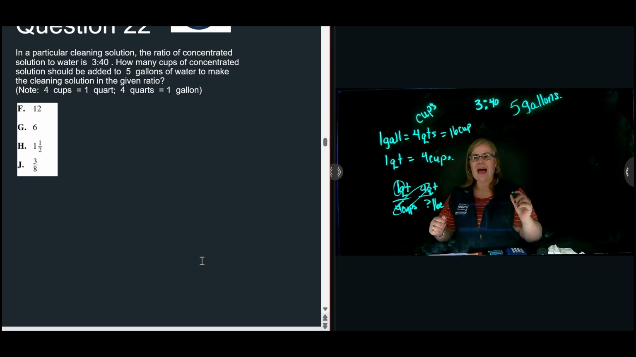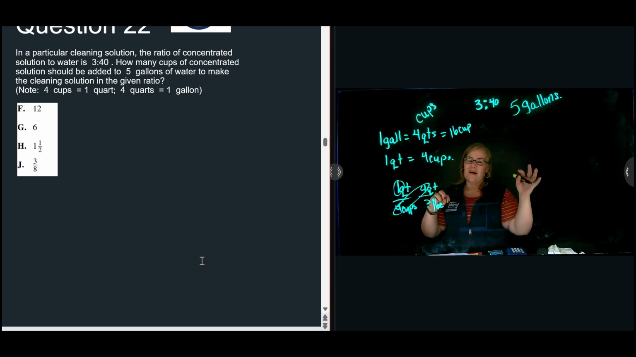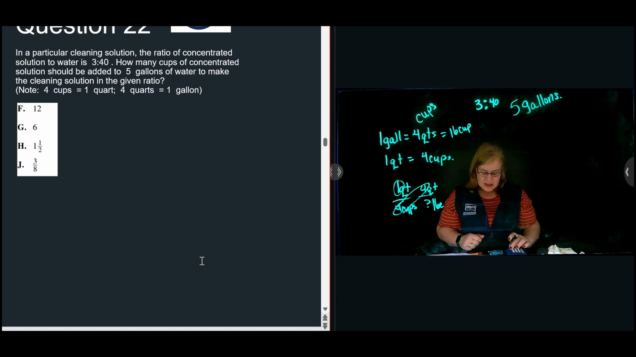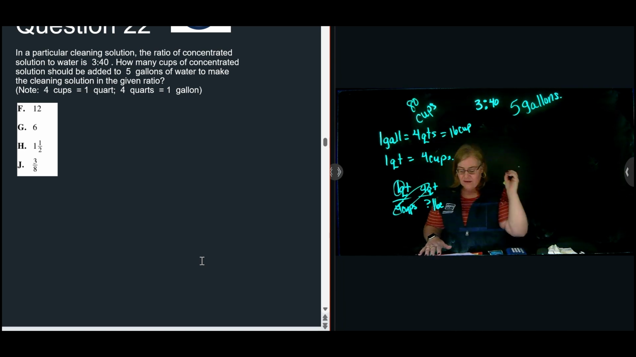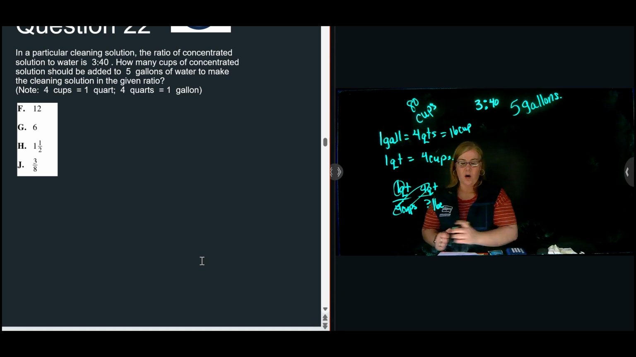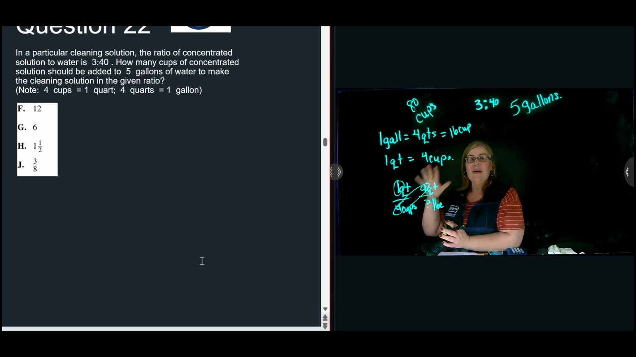5 gallons. So how would I find the cups to 5 gallons? I'm going to multiply. So I'm going to take that 16 times 5, and I get 80 cups in 5 gallons of water. So now that we have this information, let's see what we truly need to answer. It says how many cups of concentrate solution should be added to 5 gallons of water to make the cleaning solution given in the ratio.